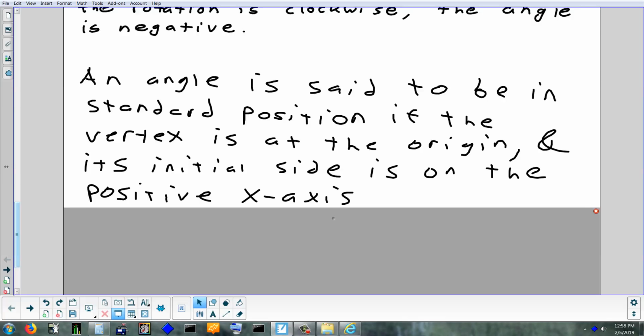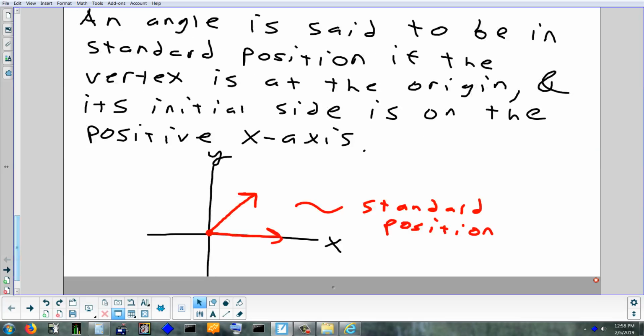Okay, so here's another picture of an angle in standard position. It meets both criteria. Vertex at the origin? Yep. Initial side on the positive x-axis? Yep. How about if I did that? Is that angle in standard position? What do you think? How about Kareem? Yeah, what do you think? The vertex isn't at the origin. No, vertex isn't at the origin. That's not standard position.